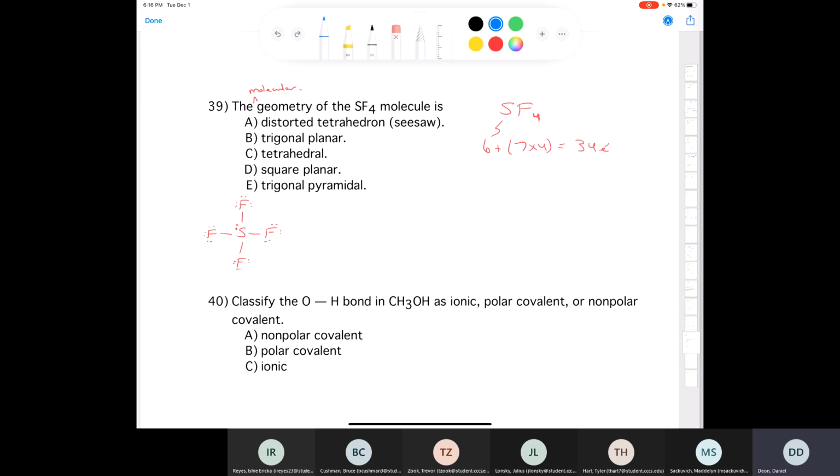Now, again, that's my electron geometry. Well, what is my molecular geometry? Let's draw what it would look like, because we remove one of the atoms from the equatorial position and replace it with a lone pair. So our molecular geometry will not be trigonal bipyramidal. Rather, it will be seesaw, which is also called the distorted tetrahedron. So this is seesaw. I find it easier to remember seesaw.